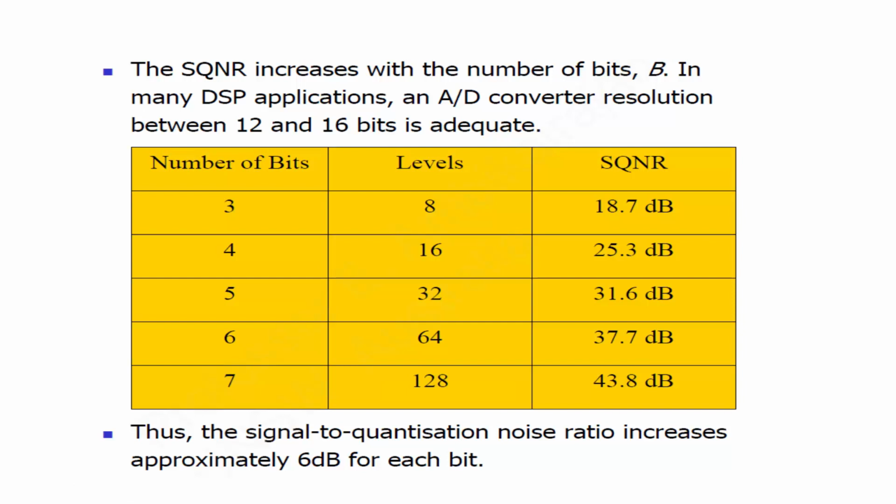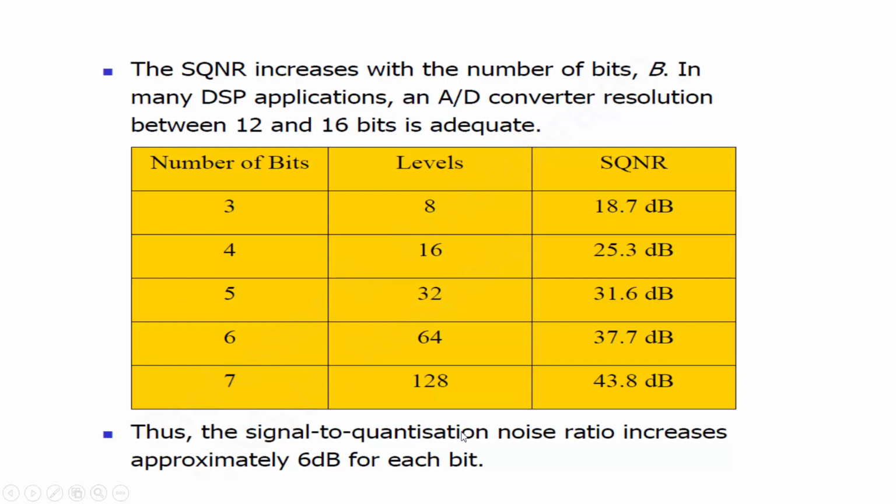But the problem is that if you increase the number of bits of the A to D converter, then the cost of the A to D converter will increase. So you have to make a trade-off, basically, to see how many bits you require to convert an analog signal to digital form. A trade-off must be worked out to see how many bit A to D converter is required, and of course the cost.